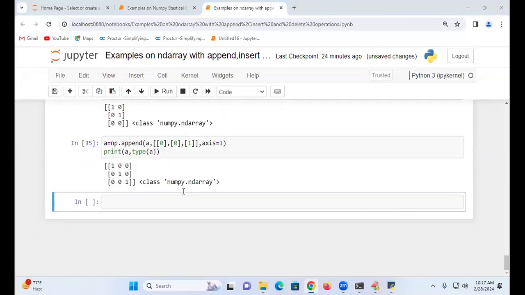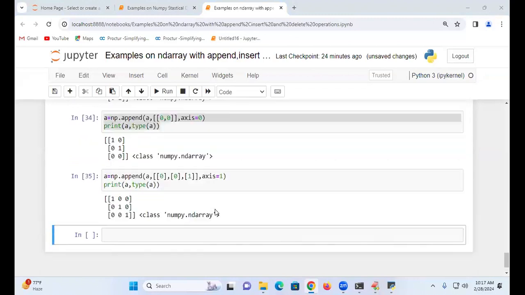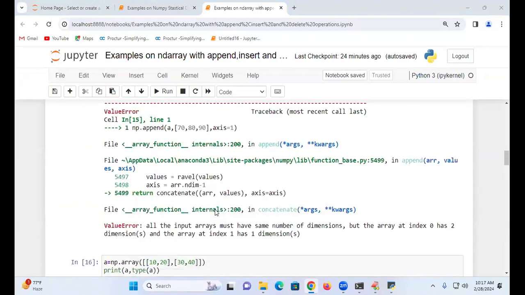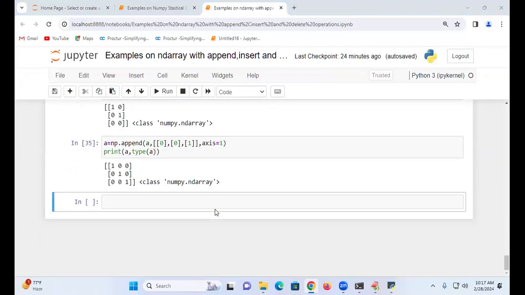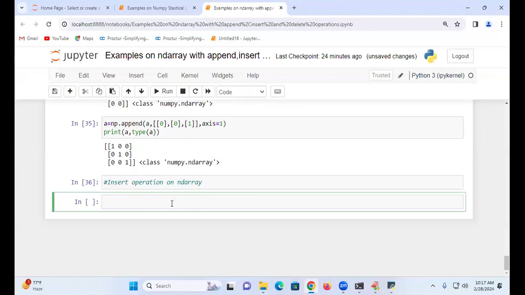Okay, now go to the next part of it. Another operation, the insert operation, I want to do. Clear? Now I will move to the insert operation on ND array. Take an array here, np.array of, take some data here.